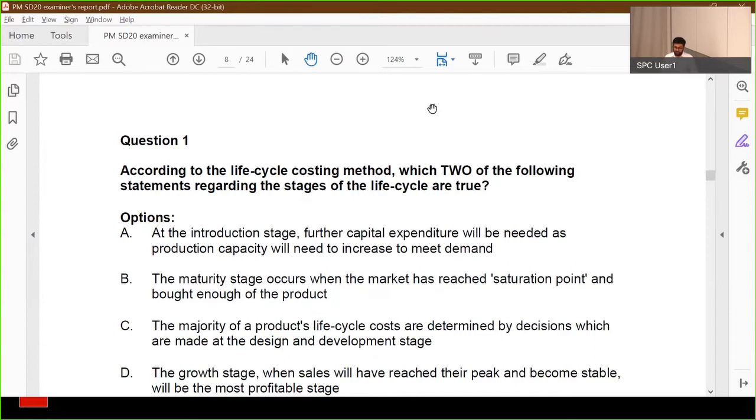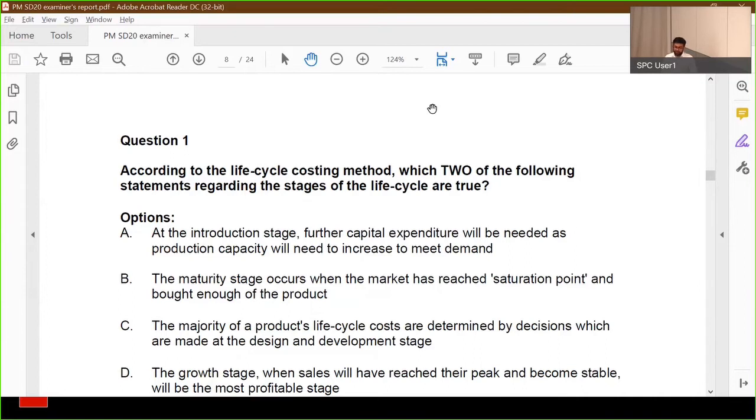Option B, the maturity stage occurs when the market has reached saturation point and bought enough of the product. Now, maybe if a student reads this statement, he might think that this statement could be true, or he might have a doubt that this could be false also. So, thinking from a student's perspective, I would not comment on this particular statement and move on because I have a doubt, maybe it's true or maybe it would be false. So, let's read option C.